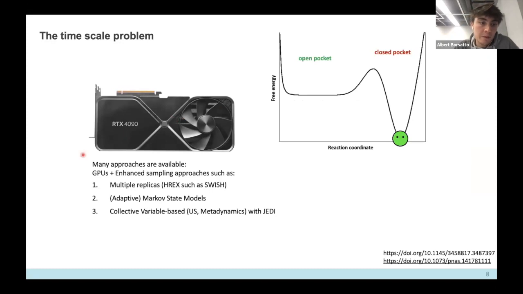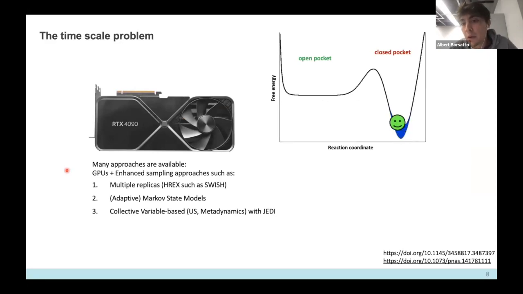And this comes in the form of GPU acceleration plus some elegant algorithms in order to speed up the sampling of the free energy landscape of a system. This is typically done through multiple replica approaches, or Markov state model approaches, or collective variable-based metadynamics, for example.